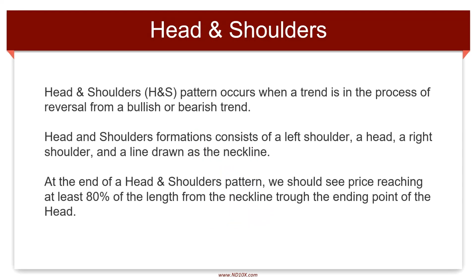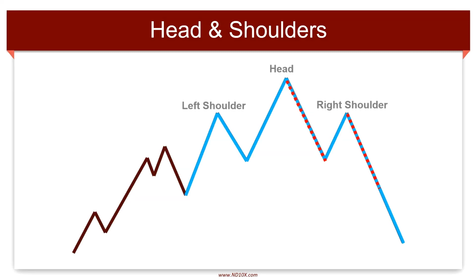Head and shoulder patterns occur when a trend is in a process of reversal from a bullish or bearish trend. Head and shoulder formations consist of a left shoulder, a head, a right shoulder, and a line drawn as the neckline. At the end of the head and shoulder pattern, we should see price reaching at least 80% of the length from the neckline through the ending point of the head.